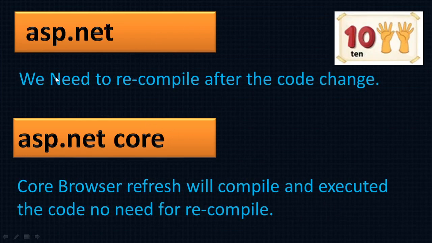The 10th point is that we need to recompile after a code change in ASP.NET, whereas in ASP.NET Core, a browser refresh will compile and execute the code, with no need to recompile. Here any changes in the C# code we need to recompile, but in Core you don't need to, just refreshing the page will do the job. So these are the major 10 differences between ASP.NET and ASP.NET Core.